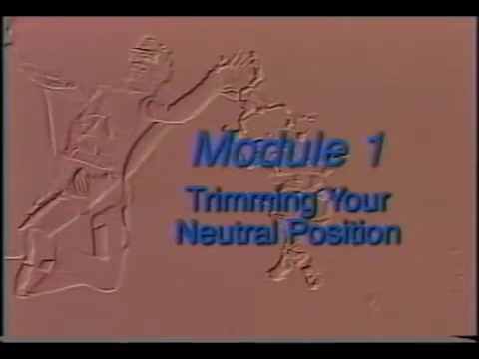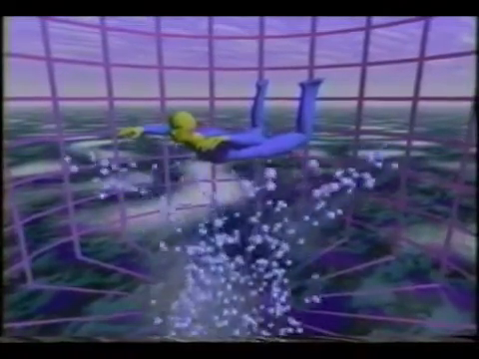Module 1, trimming your neutral position. We want to use a neutral box body position in order to sit still relative to our grid. What is it exactly that our body position does that allows us to fall straight down at a constant speed? Our neutral position produces a balanced deflection of air.